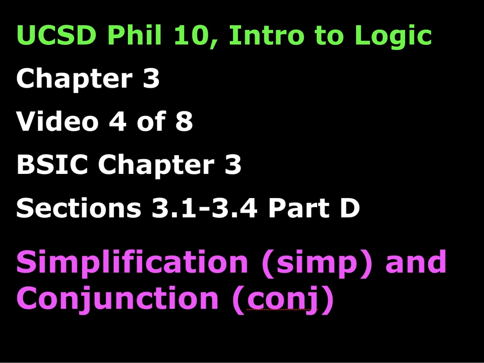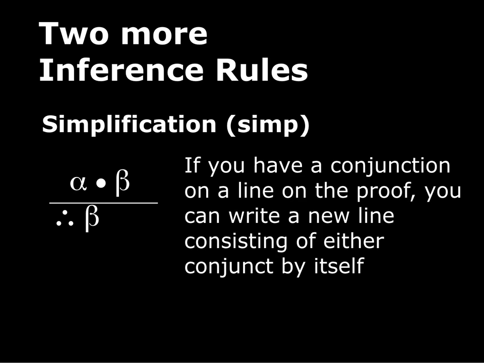We have 6 rules, and there's just 2 for each operator. So if you're trying to remember all 6 rules, just think there's going to be 2 for disjunction, 2 for conditional, 2 for conjunction. And now we're doing the 2 for conjunction. So the first rule is simplification.